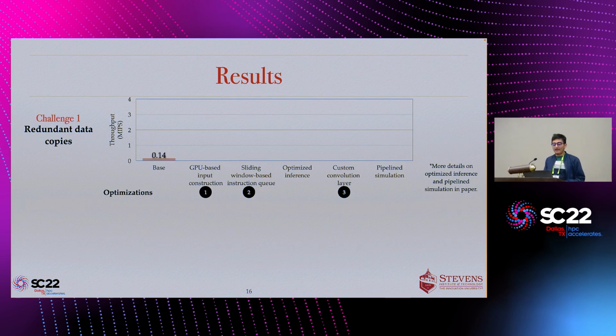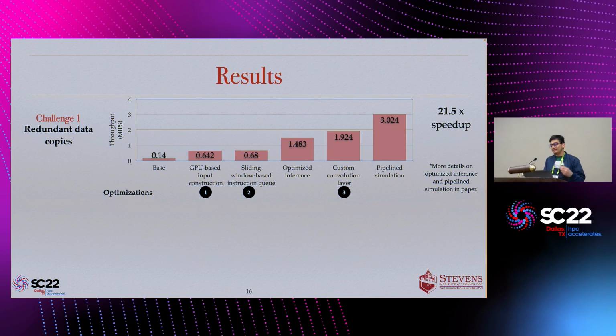So without any optimization, the base performance is 0.14 million instructions per second. And with our optimizations, the simulation throughput increases, and with pipeline simulation altogether, we achieve 3.024 million instructions per second. And this is 21.5 times speed up over the baseline.